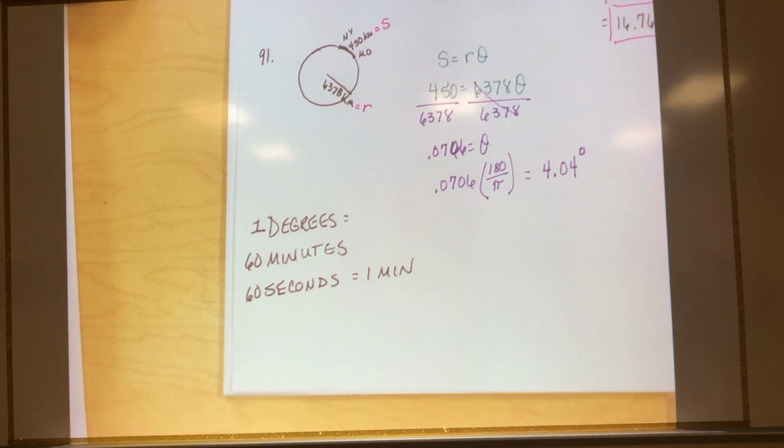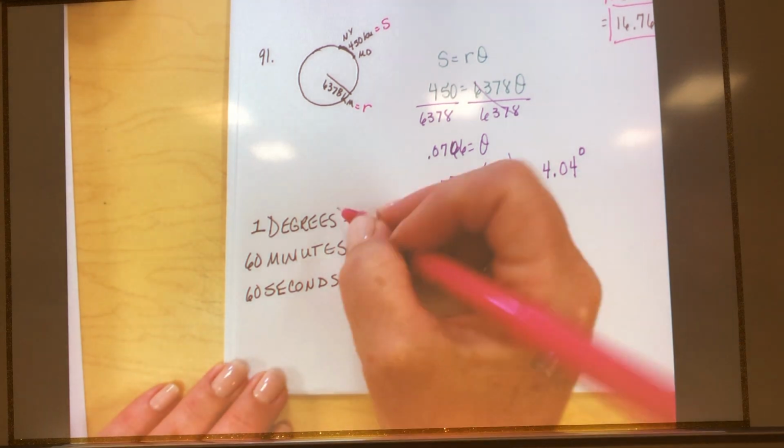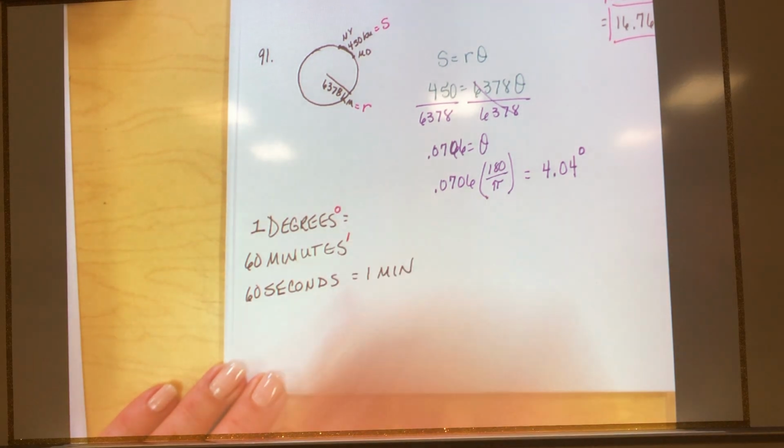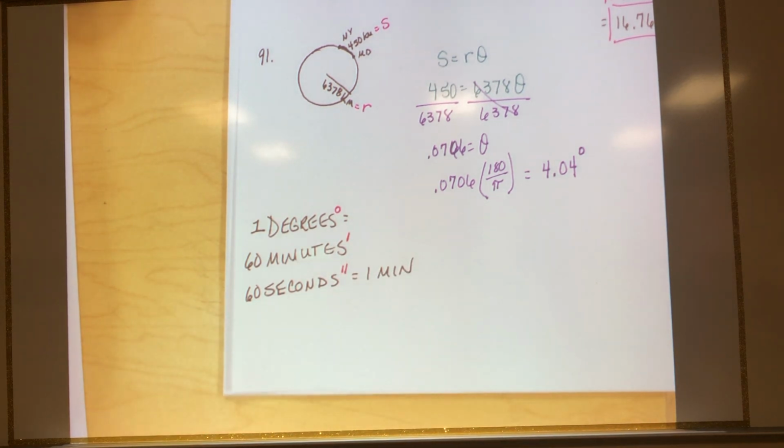Okay? Now, I'm gonna show you what the symbol is for each. This is degrees. You already knew that one. This is minutes. And this is seconds. Okay? Degrees, minutes, and seconds.